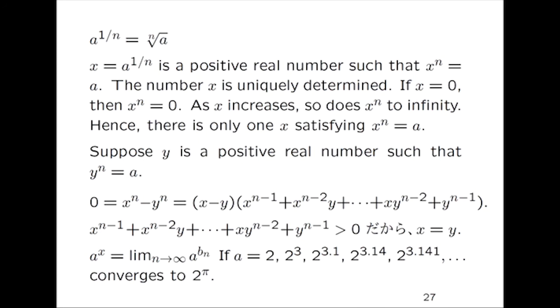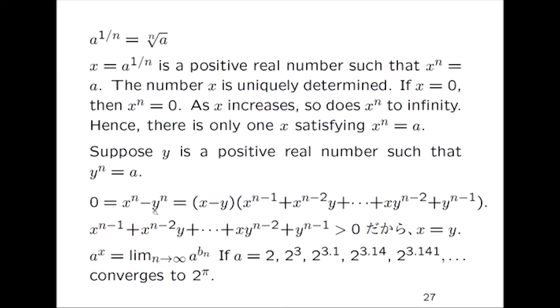But if x to the nth power is equal to a, you can always find the nth root of a if a is non-negative, okay? And that is uniquely determined, because suppose x to the nth power is equal to a, and y to the nth power is also a, okay? Then if both of them are equal, then x to the nth power minus y to the nth power is equal to 0, right?